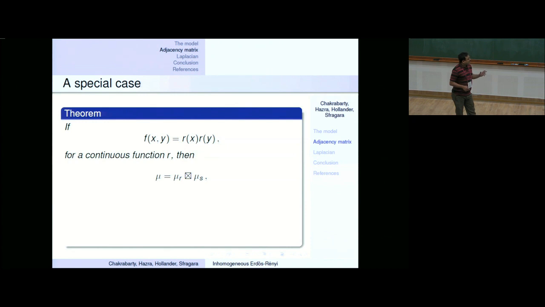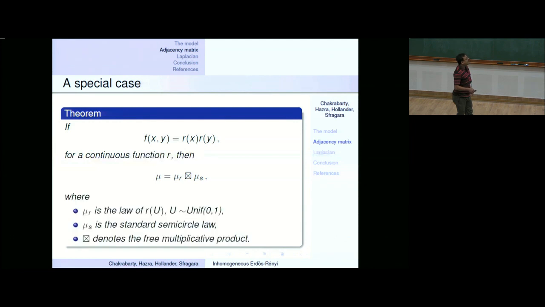Okay? So thankfully, in some special cases, we have a better description. That is when f(x,y) is R(x) times R(y), for some continuous function R. In that case, mu is the free multiplicative convolution of mu_R and mu_S, where mu_R is the law of R(U), U being a standard uniform random variable, mu_S is the standard semicircle law, and as I already told you, this is nothing but the free multiplicative convolution.